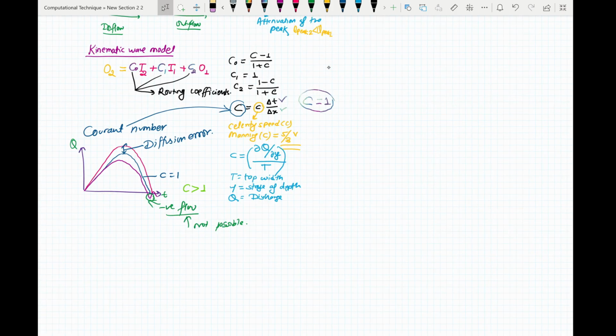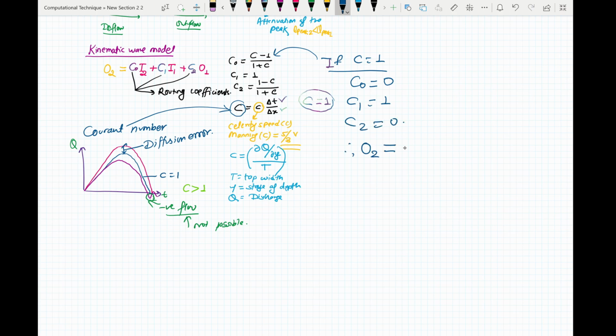If C equals 1, then you can see here that C0 equals 0, C1 equals 1, C2 equals 0. Therefore, your outflow will be directly given by C1 I1, that equals the inflow. So outflow equals inflow. Therefore, these two curves should match up. But due to diffusion, you'll get some error. And here, due to dispersion, you'll get this kind of error, which is unrealistic.